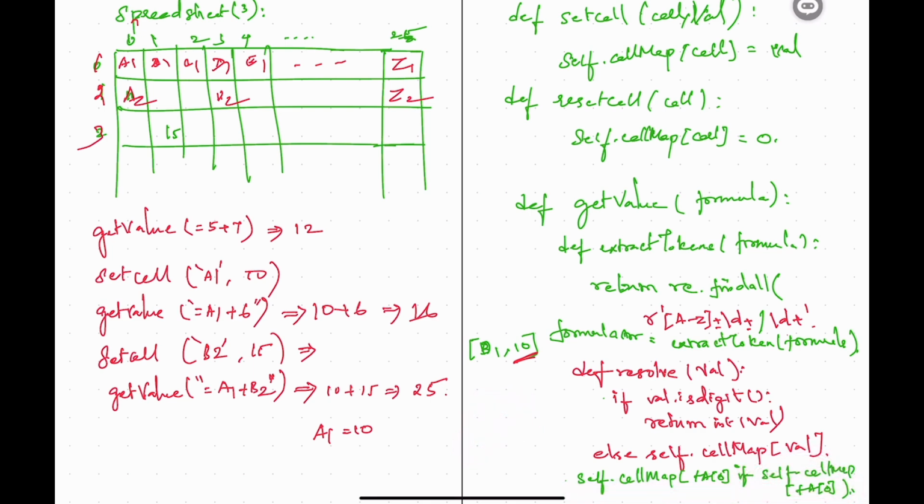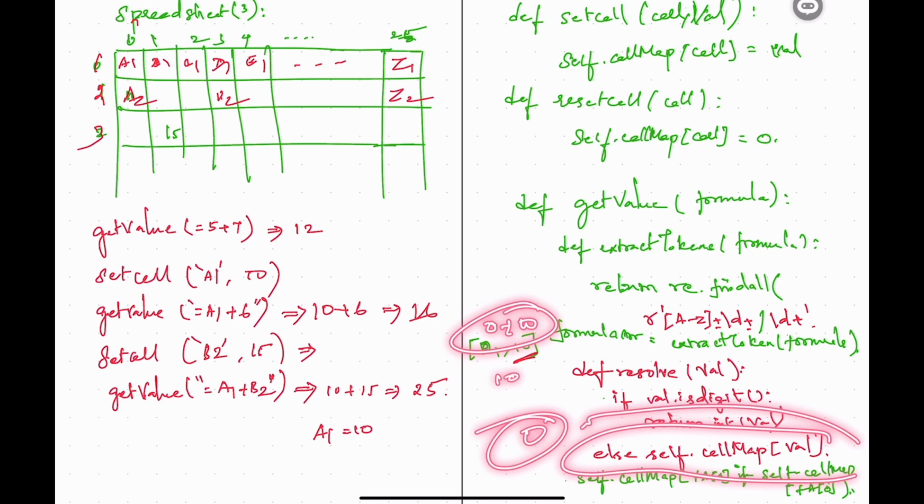Then it will go into a conversion of int of that formula array of 0, which will throw an error because it's not an integer, it's not a digit to convert. That's why we have to check if it is a digit, convert, else return self.cell_map of value, so it will return 0. Got it? So 0 plus 10 will give you 10 as an answer.